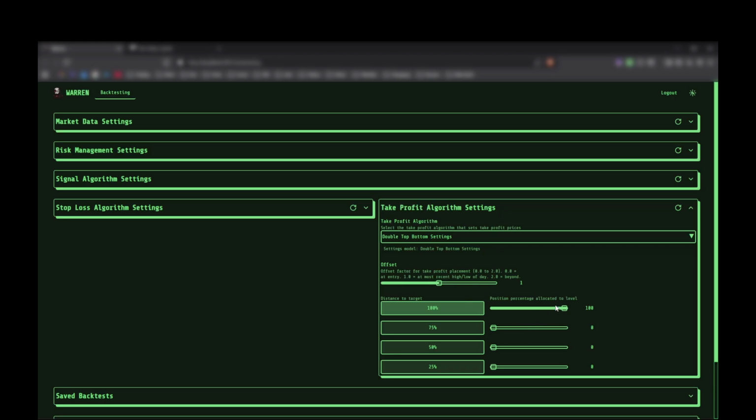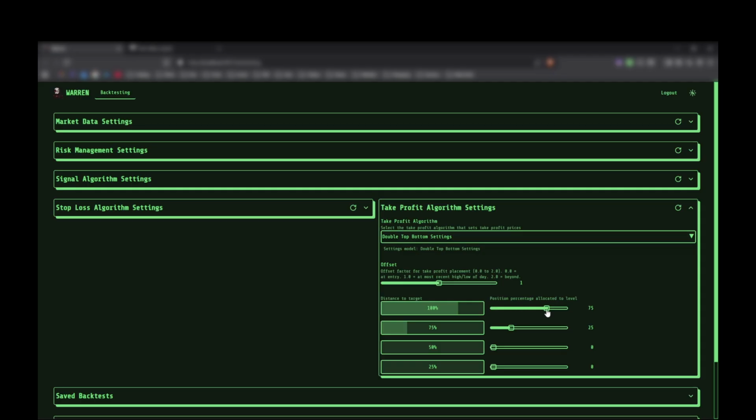You can even allocate some part of your position to different profit levels. So if the double top, double bottom is your profit, then you're expecting that price will hit, if you're trading in the direction back up to the high of day, then you're expecting that price will hit high of day, and that's where you'll take your profit.